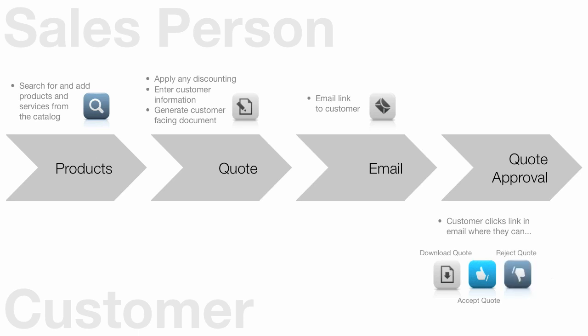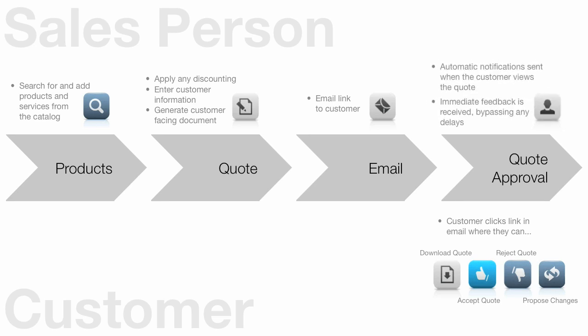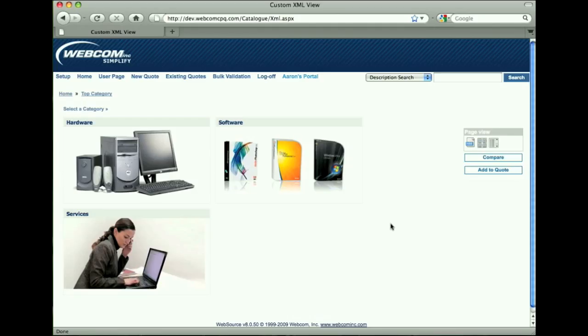They are able to download and view the generated quote, accept or reject the quote, or propose changes to the quote. Meanwhile, your salespeople receive email notifications that the customer has viewed the quote and left any feedback. This immediate feedback bypasses any delays of a phone call or email that the customer may put off. Now let's go into the software and see how it's done.